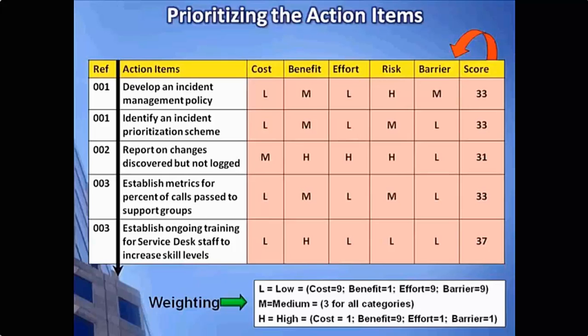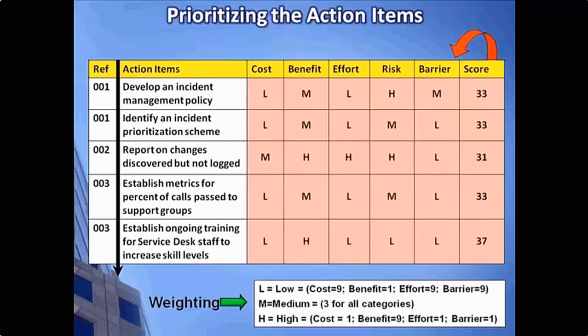So let's take a look at one of these just as an example to walk through it. Let's take a look at the last one. It says the action item is establish ongoing training for service desk staff to increase their skill levels. We've rated the cost to L. In other words, we feel that's not very much in terms of high cost to train the service desk staff. So it gets 9 points because we want to boost that score up, because low cost is always a good thing to have when we're moving forward with an action item.